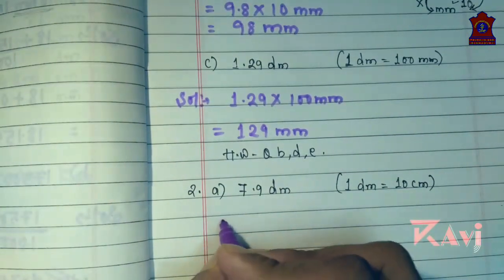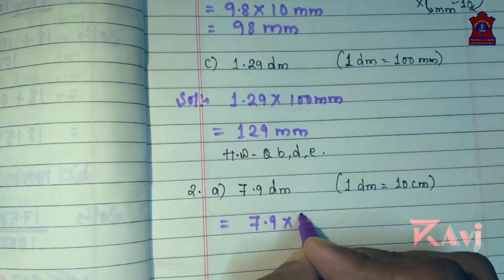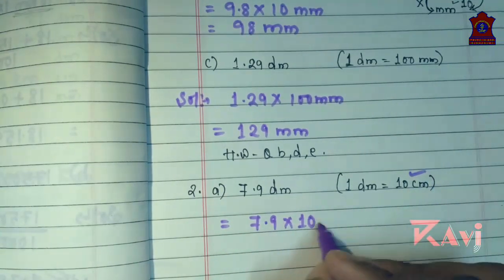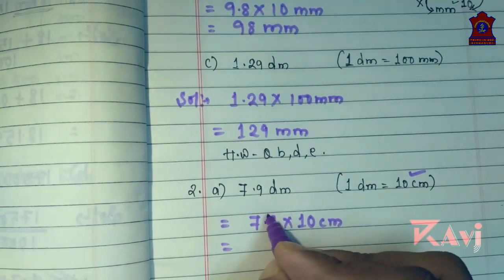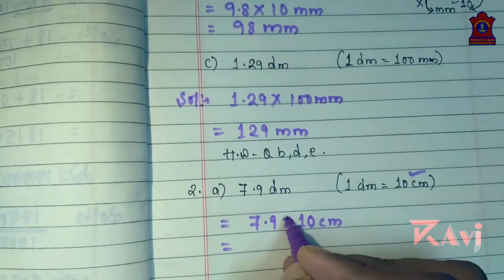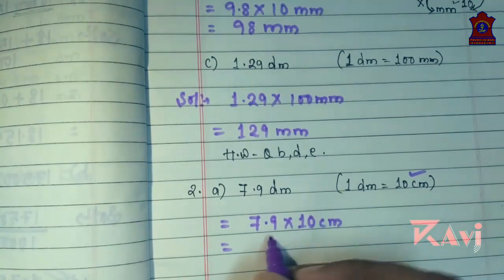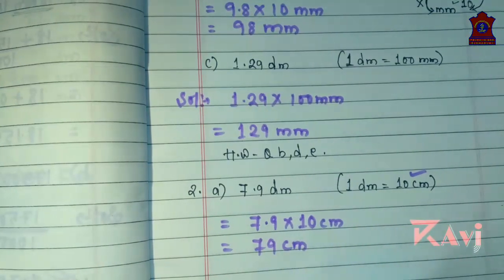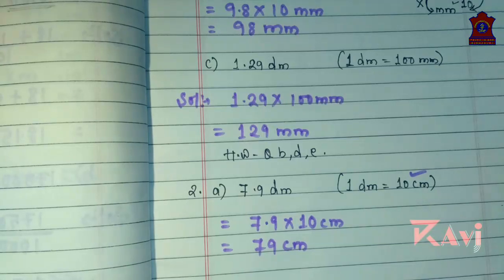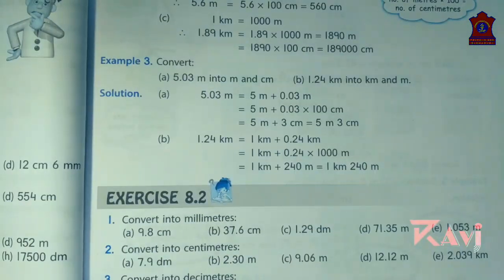See here, you can solve 7.9 into 10 centimeter equals. There is a 0, so the decimal will move to the right, one decimal place. So 7.9 will be 79 centimeter. Clear? Let's do one more question from question number 2.